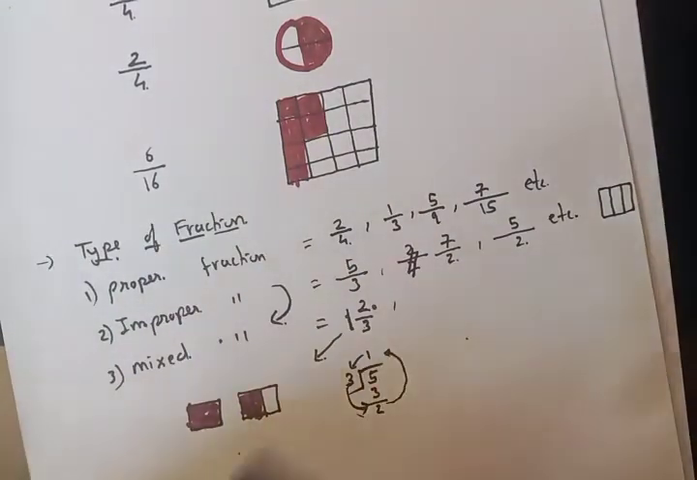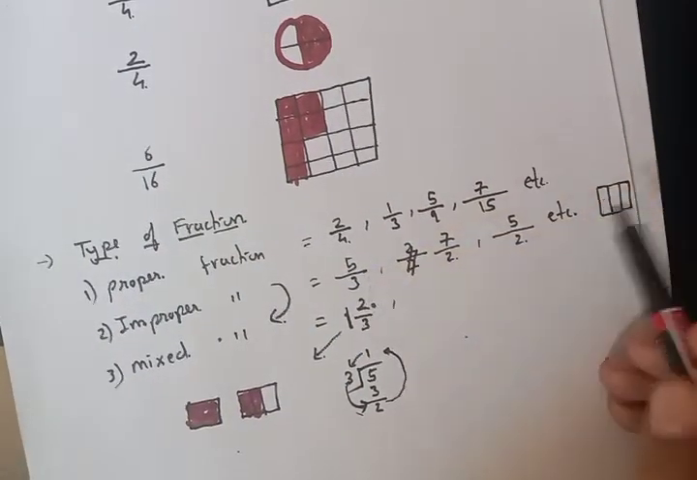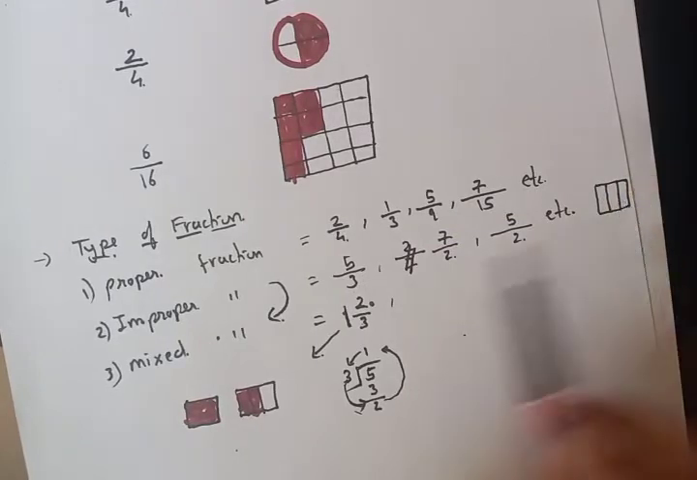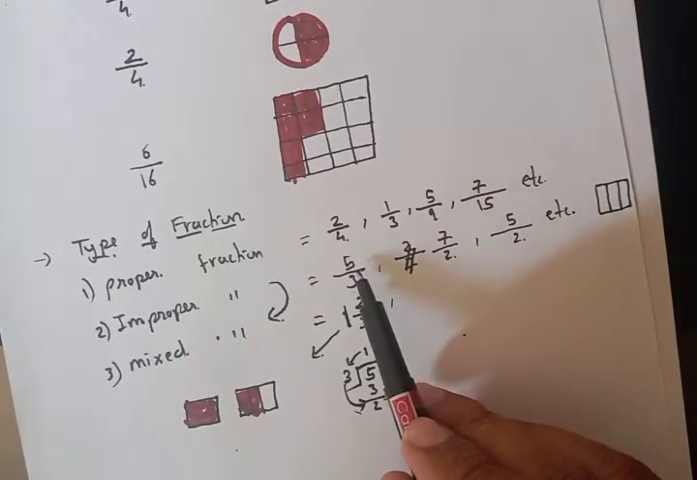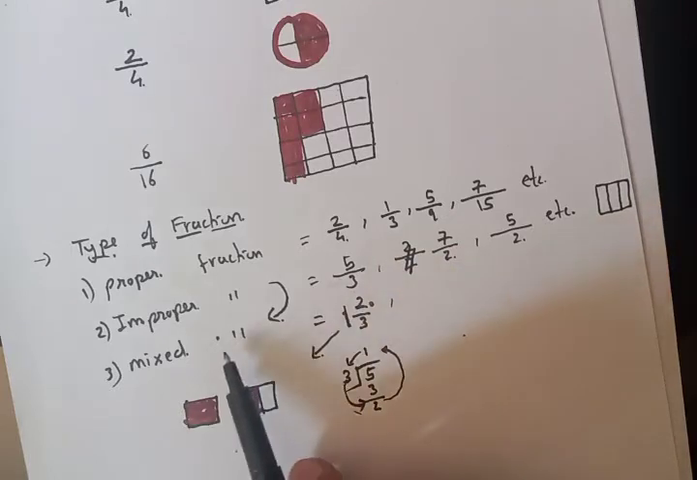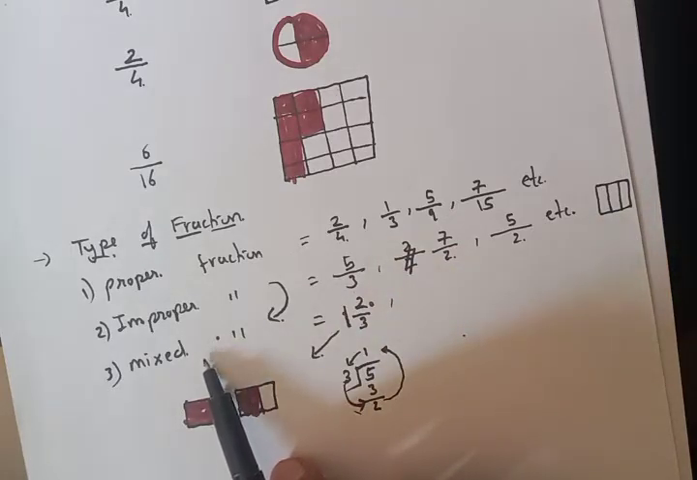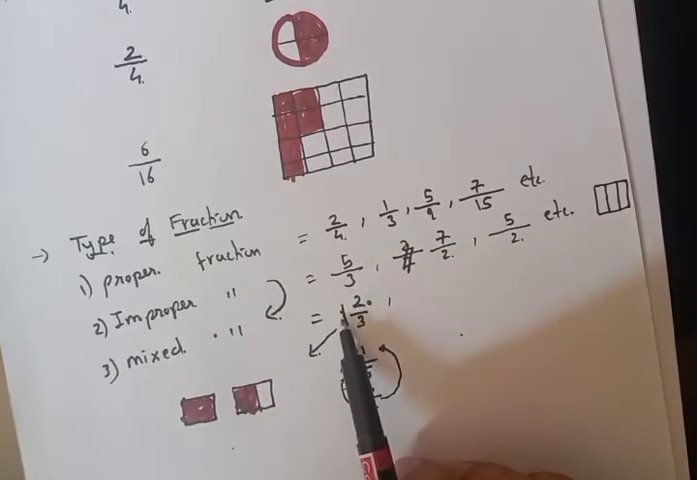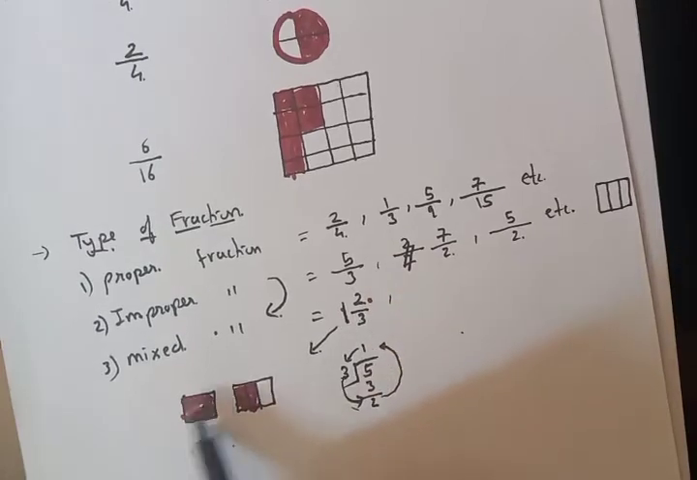In the earlier case, 5 by 3, it was not making sense. From 3 boxes, how can we select 5 of them? That is not possible. That's why we convert it into a mixed fraction. So the mixed fraction gives the answer 1 and 2 by 3, which means 1 full box, and from the other box you make 3 parts and select 2 of them. I hope everybody understood that.